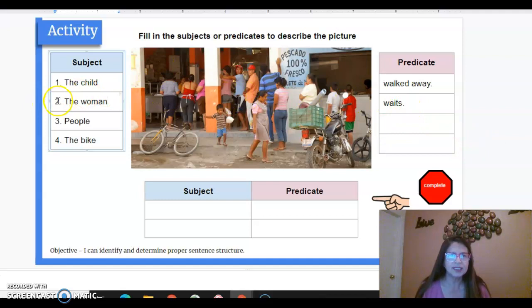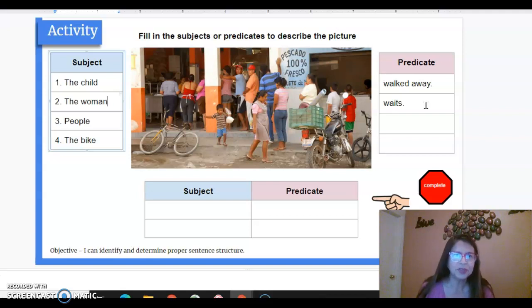So let's read the sentence together. The woman waits. That is a complete sentence. It has a subject and a predicate. It's a small sentence, but it still tells us who we're talking about and what they are doing. In this sentence, the woman, that's who we're talking about, so that's the subject. What is she doing? Waits. So that is a complete sentence.